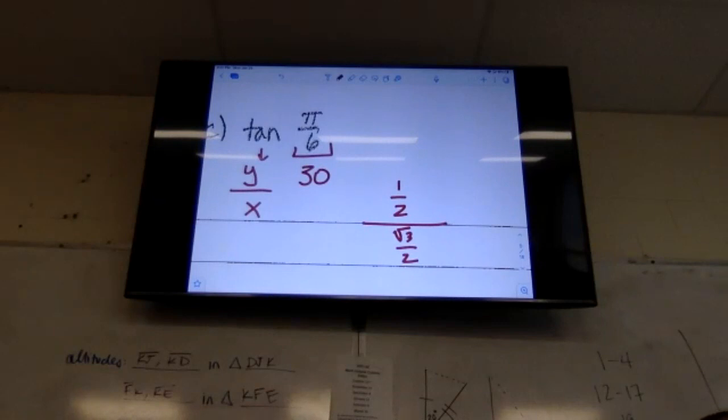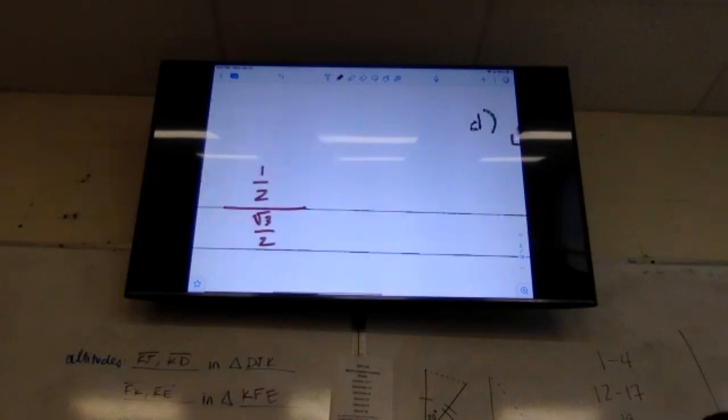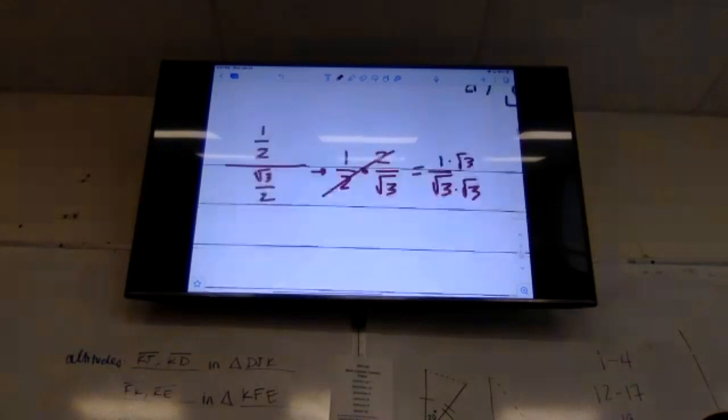Everybody okay so far? Remember, when we have a fraction inside a fraction, we don't change the first one, but instead of dividing, we multiply by the reciprocal. And that's actually really nice, right? Because my 2's are going to cancel. So I get 1 over root 3. And I told you with these special right triangles, we do want to rationalize. So let's multiply by root 3 on top and bottom, which is root 3 over 3.